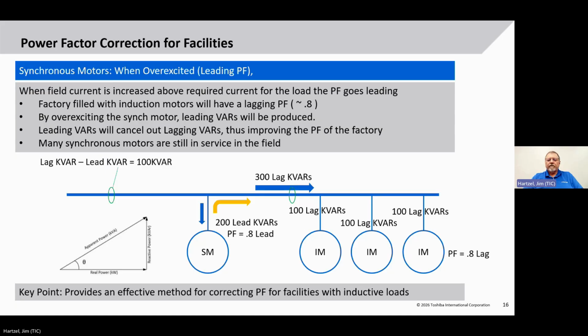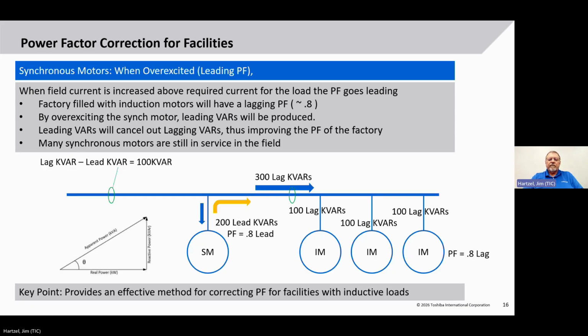This creates an issue for the power company, because if a factory has a very bad power factor, they have to put in oversized equipment to handle it. So there's what's called a power factor penalty. If a factory's power factor is too low, they will penalize you. So the customer, the owner of the factory, has to do things to improve the power factor as much as they can.